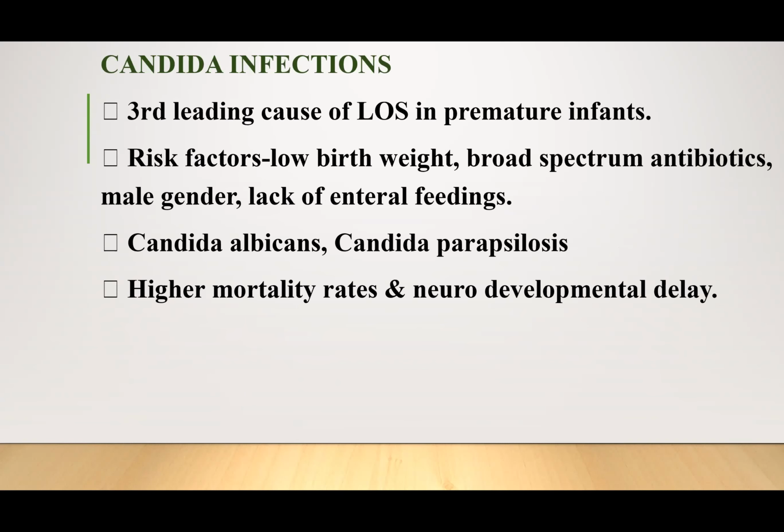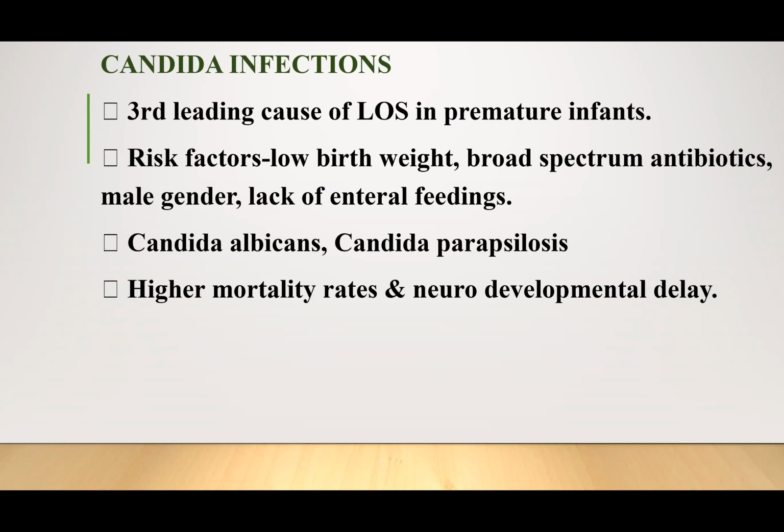Candida infection is the third cause of late onset sepsis in premature infants. The risk factors are low birth weight and giving broad-spectrum antibiotics. That's why we use antibiotics obligatorily, but there must be judicious use. We are not giving it openly, otherwise it can bring us a worse organism, which is a fungus. Candida albicans and non-albicans have higher mortality and neurodevelopmental delay, because the fungus can affect the brain and the kidney, and they make something known as a fungal ball, which is very dangerous.